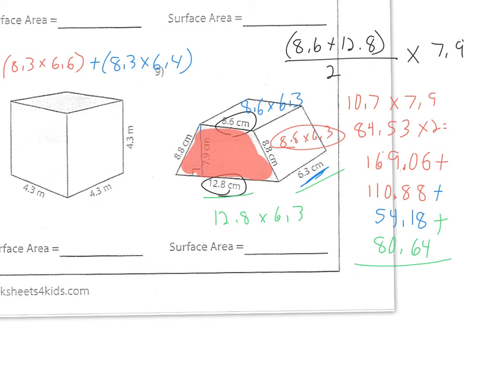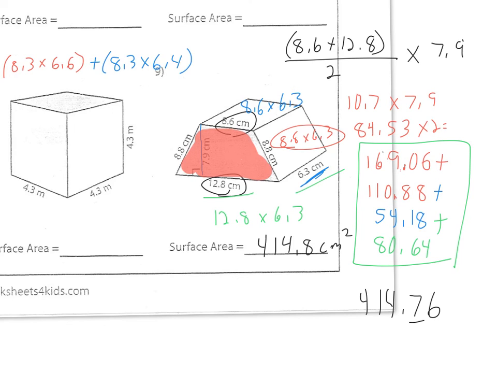What I'm going to do is I'm going to add those four numbers together to get my total surface area, which gives me a total surface area of 414.76. It says round to the tenths place, so that's going to become an 8. So that'd be 414.8 centimeters squared, because we're talking about surface area.